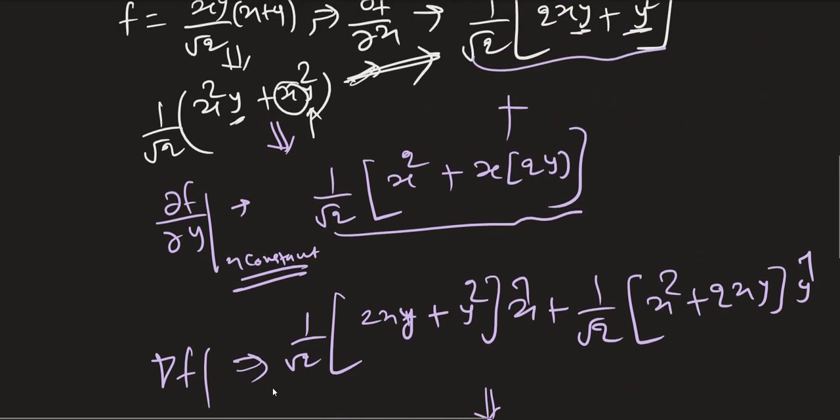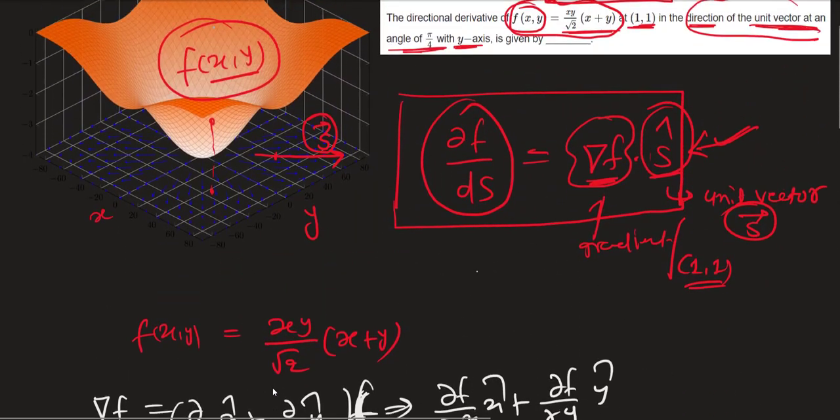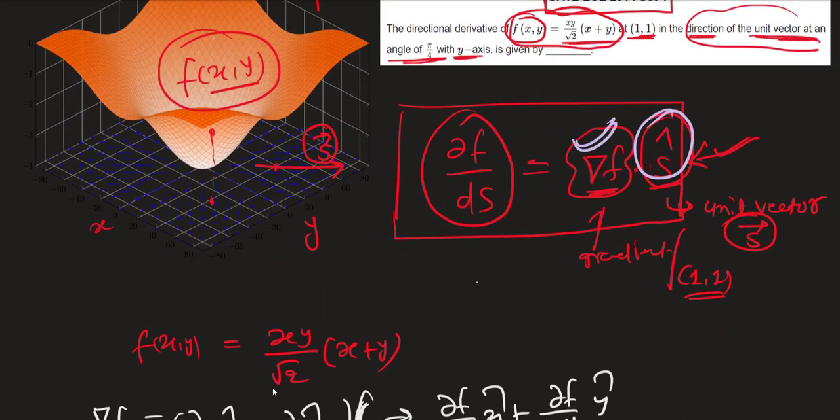Now we have to find the s cap. We have found this gradient of f. So s cap is just the unit vector in the direction we want to go, or in the direction we are getting this directional derivative. So this rate of change of this function is with respect to s, and this is also the same s in which we are interested to find the directional derivative.